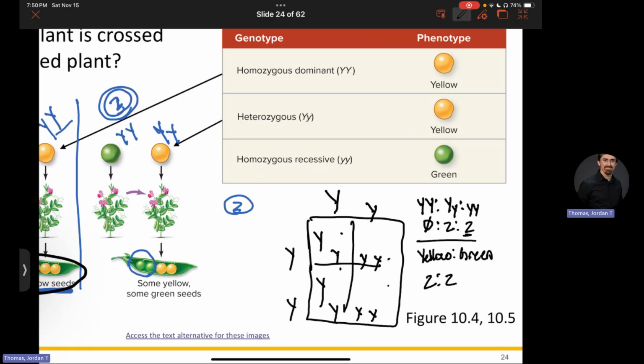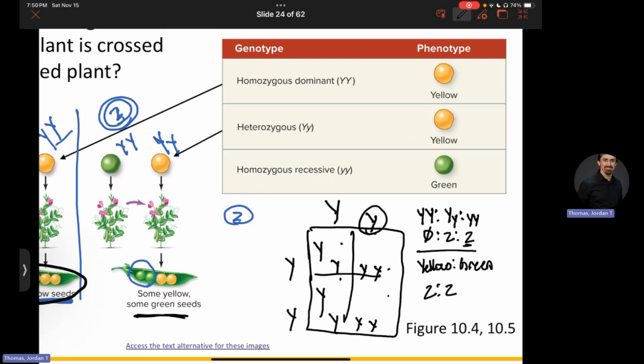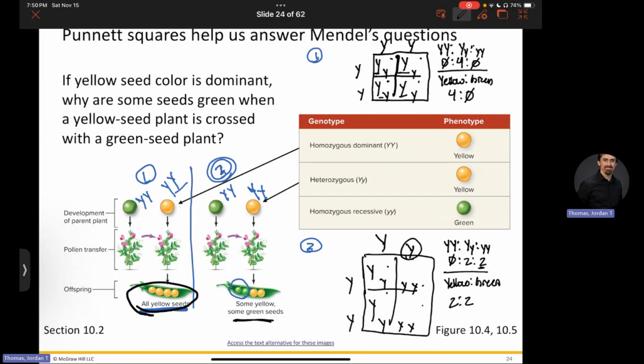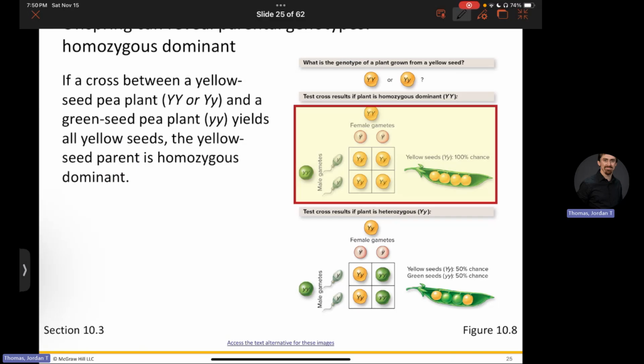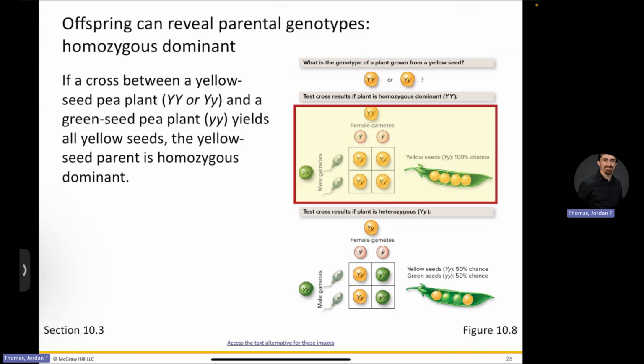So in this second cross, in order to get some green, you do need that recessive allele in that yellow plant. That is why, using Punnett squares, we can determine the genotype of the parent, knowing the offspring. We can kind of do the reverse. If there's any type of recessive phenotype, you have to have recessive alleles in both parents. Offspring can reveal the parents' genotypes.